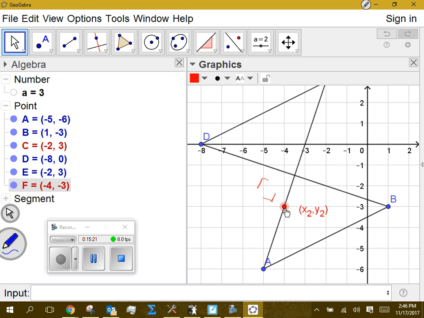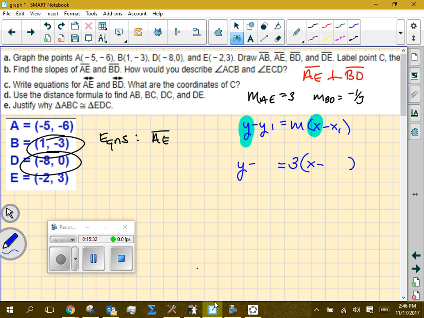But all my good choices are integers, right? That point right there, terrible choice. It would work, but it's terrible. All right? So we want to use integers. And I know if I'm trying to find the equation of AE, A has to be on that line. So I'm going to use A. Okay, so the x1 is my negative 5.